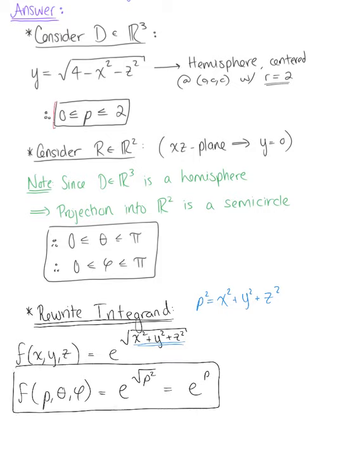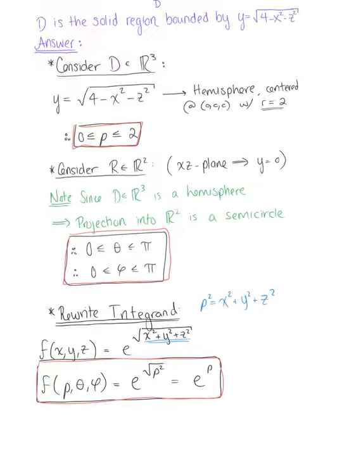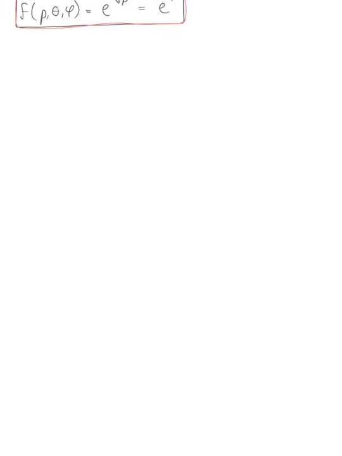So we have our bounds on rho, we have the bounds on theta and phi, and we have our function in terms of spherical coordinates. So we're ready to start integrating. So let's set up this triple integral and evaluate.